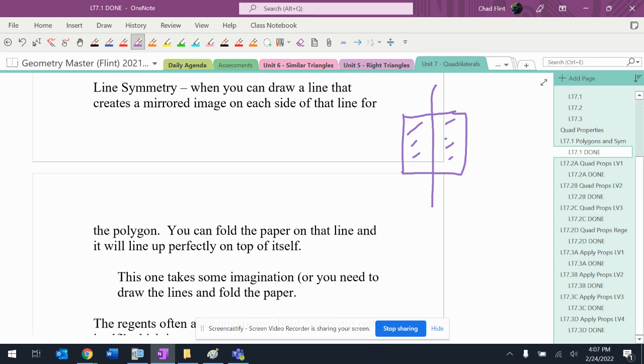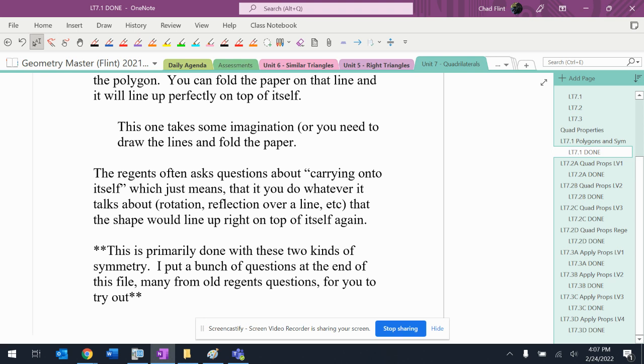This is a little bit harder to do than rotational symmetry. There's not a direct formula. There could be more than one line of symmetry. If you think about this square, it could have one like that that's not in the middle. It could have one like that. It could also have one like this, and one like this. So a square has 4 lines of symmetry. And like I said, it takes some imagination to get this, or you have to fold the paper. And then the regions actually ask questions about carrying onto itself or mapping onto itself.